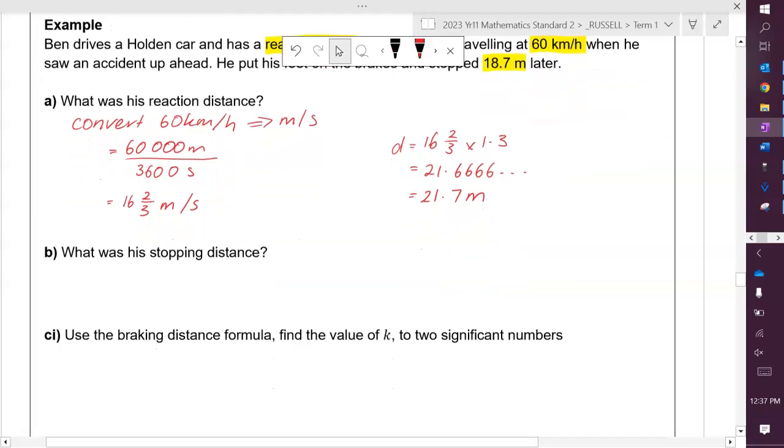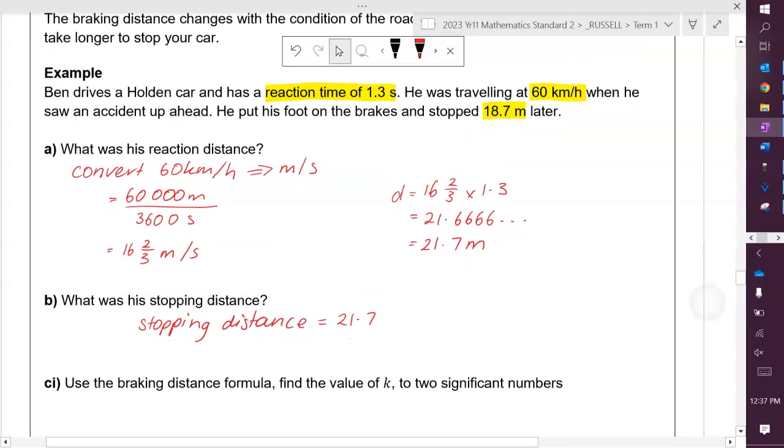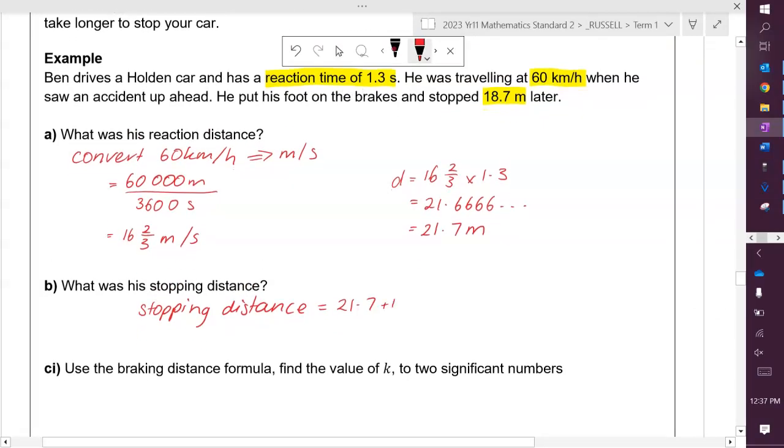The next is his stopping distance. If we think about the formula above, the stopping distance is our reaction distance, which we've just calculated, so 21.7, plus the braking distance. In our example, our braking distance is 18.7. If I put those together, that gives me 40.4 metres. So it took Ben 40 and a half metres almost to come to a complete stop when he saw this accident.